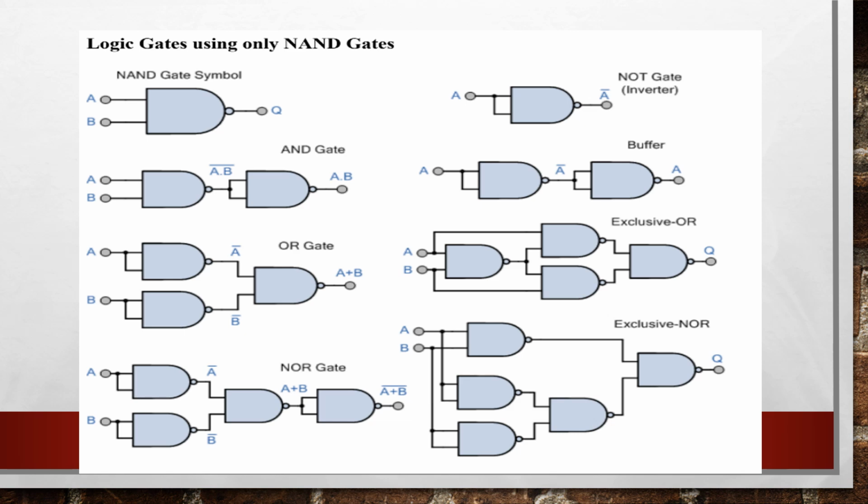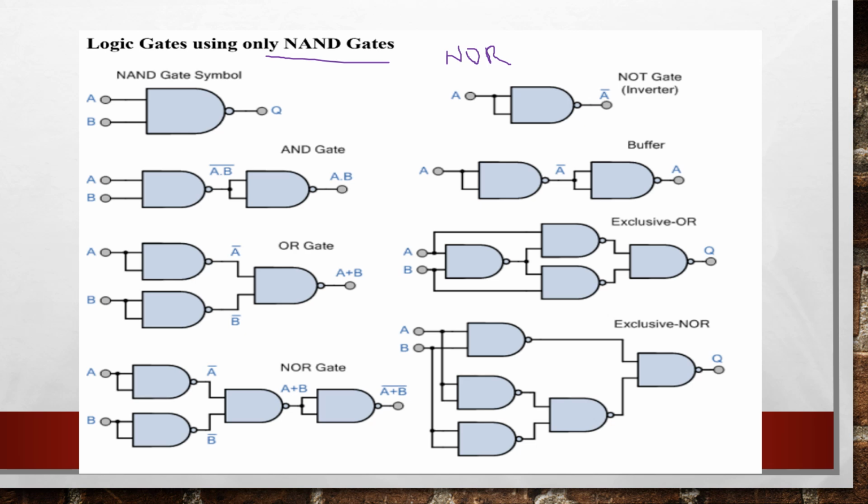Next we are going to see the universal gates. The universal gates are NAND and NOR gates. Why are they called universal gates? Because using these two gates we can establish all other gates. Hence it is called universal gates.